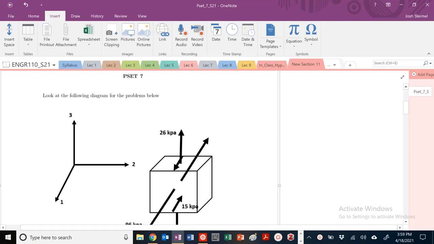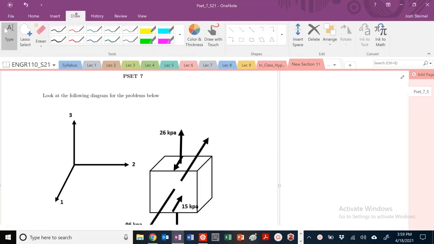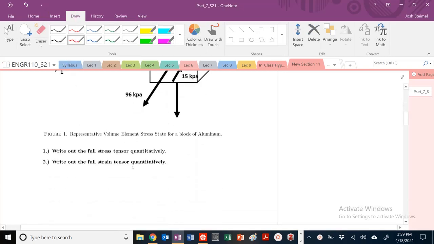So we are going to go through our problem set 7 solutions today. So let's go ahead and get at it. So we're looking at the following diagram. It says representative volume per block of aluminum.